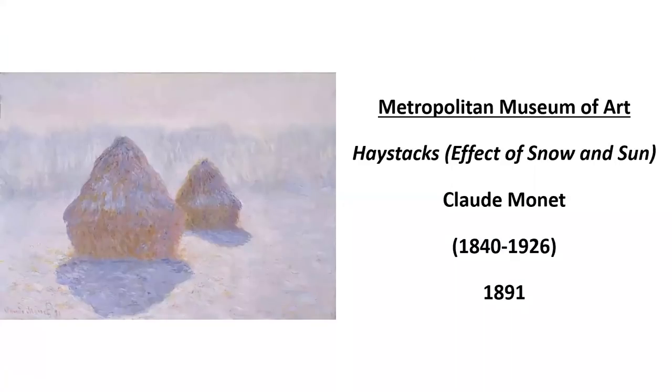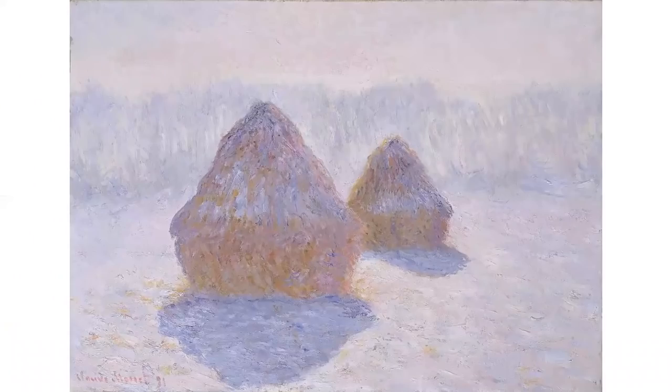This is called Haystack. You may have seen a painting similar to this at a museum near you, on your travels, or in books. This is the one they have at the Metropolitan Museum of Art. It's called Haystacks, Effect of Snow and Sun. And he does, again, a number of these at all different times of day, climate, atmospheric conditions, et cetera. It's from 1891.